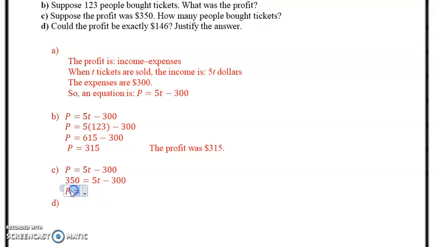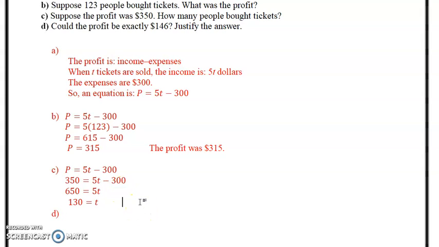All right, now we're going to solve that. So the 300 comes to the right-hand side. We add 300 to both sides to balance it. So we have 650, right? Whatever you do to one side, you do the other, and that's equal to 5t. And then we divide both sides by 5, and we get the number of tickets is equal to 130. You take 650 and divide it by 5. So T is 130.